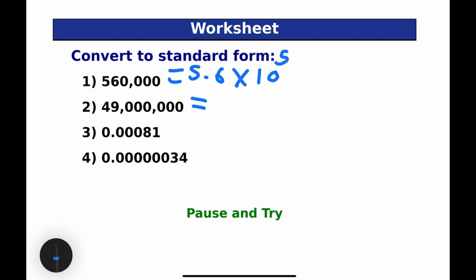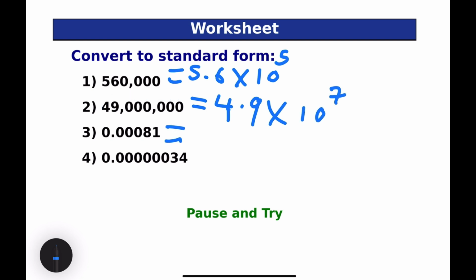Okay, next question. So again, a is going to be 4.9 as the decimal place goes after the first number. And how many times has the 4 moved? Well, 1, 2, 3, 4, 5, 6, 7. So it's going to be 10 to the power of 7.